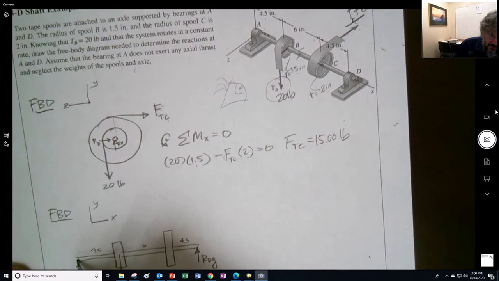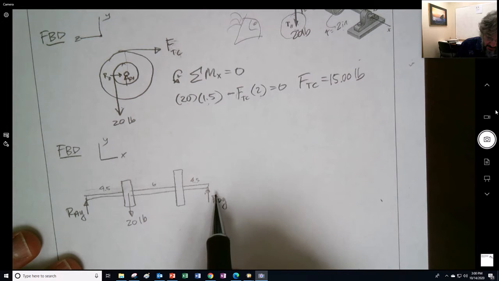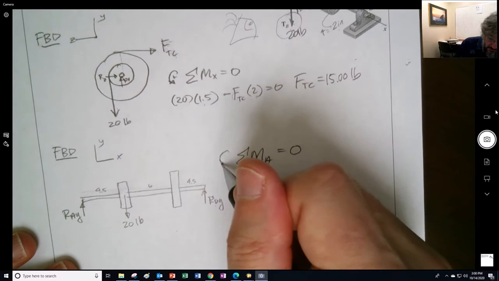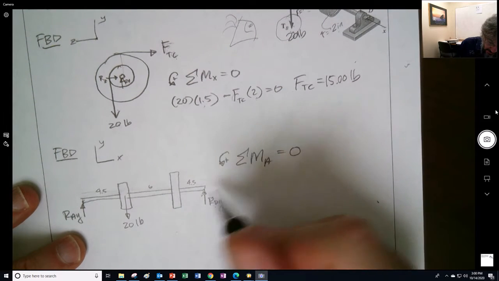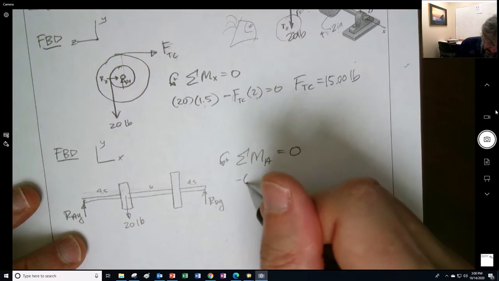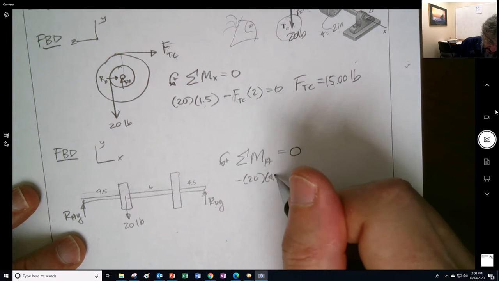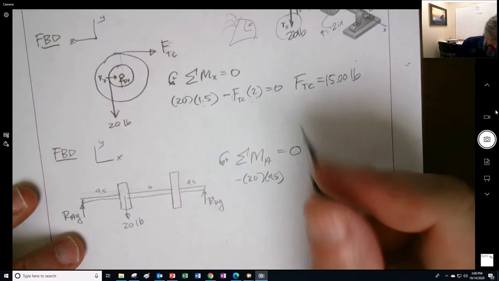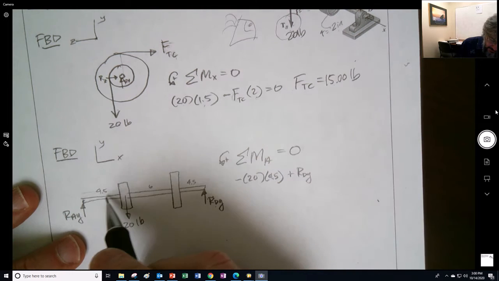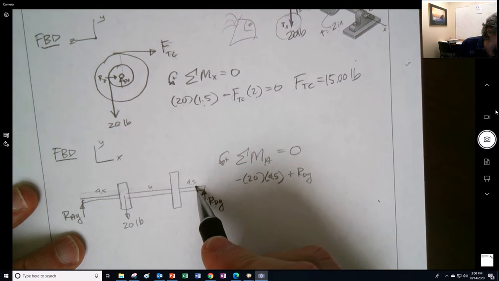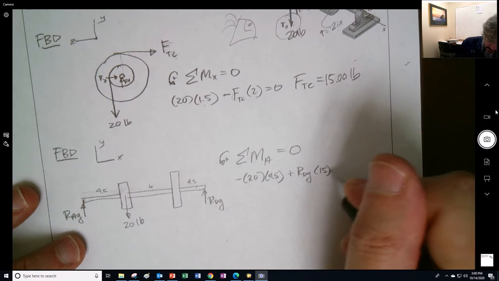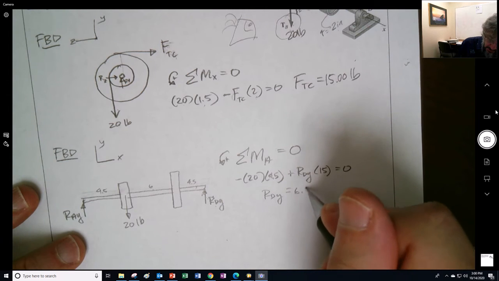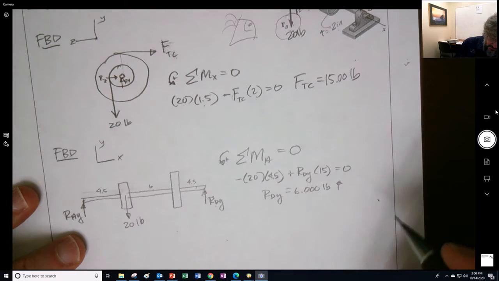So let's isolate D by taking the moments about A. So the sum of the moments about A. Looking about A, that's going to be clockwise, so it's a negative 20 times 4.5. Then the other one is the reaction, going counterclockwise, so RDY times 4.5 plus 6 plus 4.5, that turns out to be 15 inches, and we get RDY is equal to 6 pounds upwards.